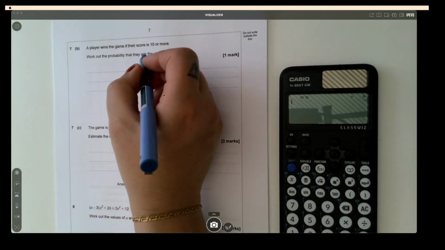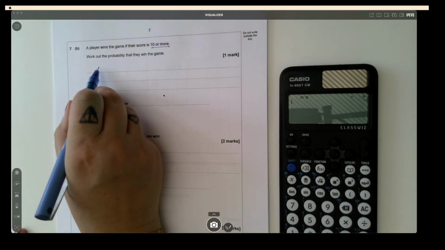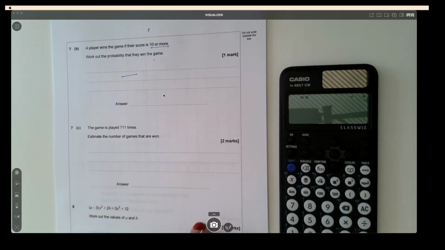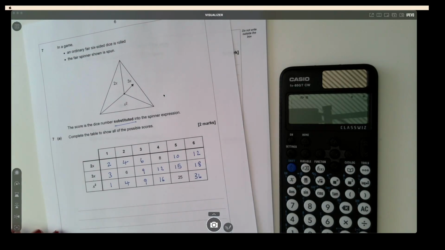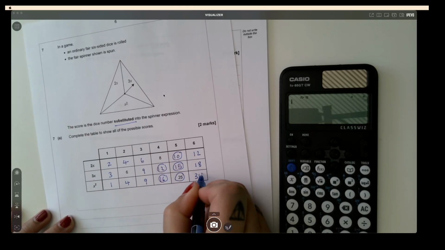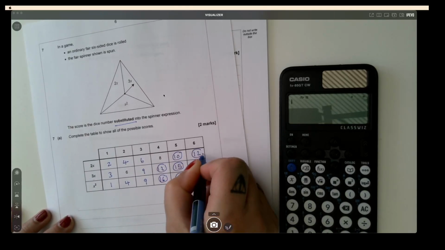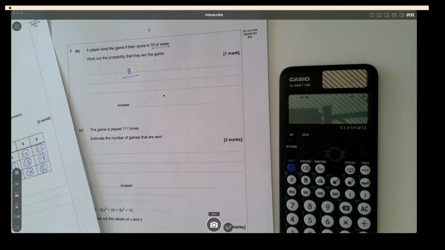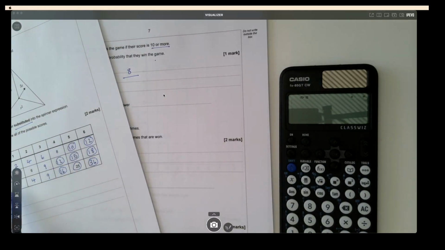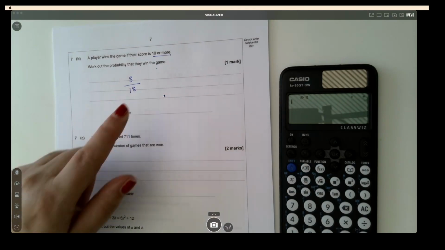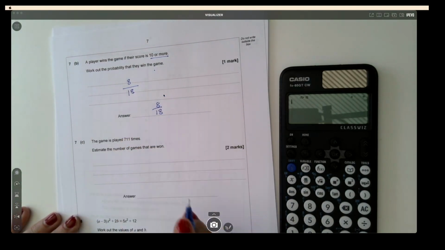Part B, a player wins the game if their score is 10 or more. Work out the probability that they will win the game. So we're going to have a fraction here as our probability. So they win if they score 10 or more. So let's have a look at this table. 1, 2, 3, 4, 5, 6, 7, 8 scores are 10 or more. So that's the numerator for our probability fraction. Our denominator is the total number of scores. So 3, 6, 9, 12, 15, 18. So we're going to put 18 on the bottom. It doesn't say that we have to simplify it, so I'm just going to write 8 over 18 on my answer line.